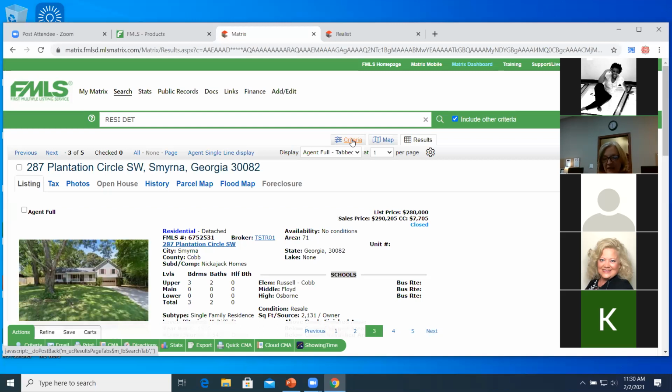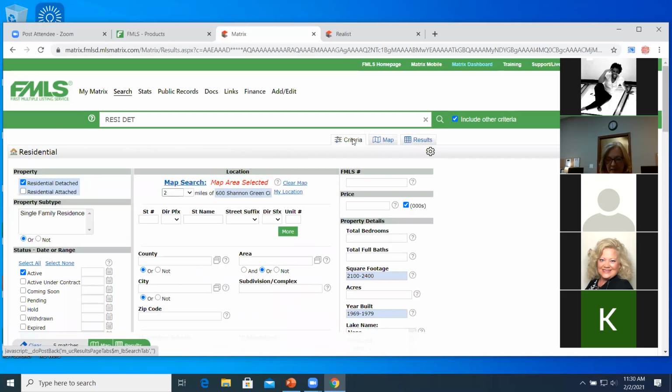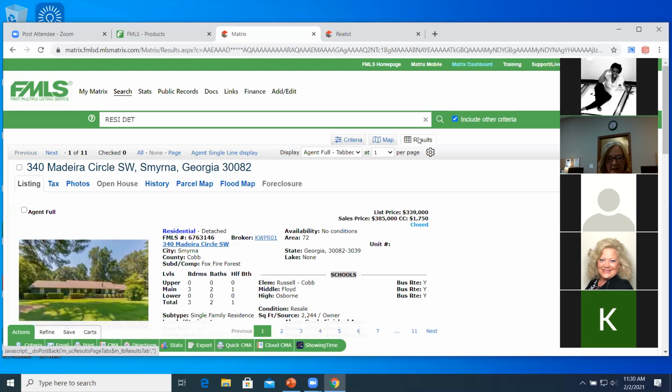So yeah, definitely going back to the criteria and taking this to 3 miles will give us a little bit more to look at. Because I don't know about you guys, but I'm not real crazy about the comps I have, as far as being comparable to the property that we're going to be looking at, right? So let's see what we get. And I go to the single line here.